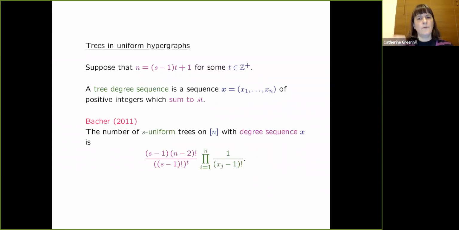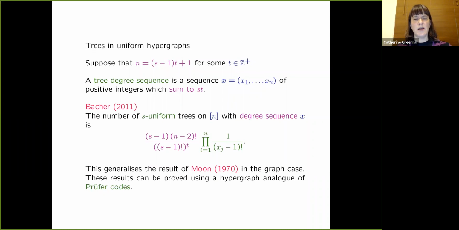Okay, so for a tree degree sequence with these properties, we can write down the number of S-uniform trees on n vertices with this given degree sequence. There's a factor out the front that just depends on S and n, and then there's a product of 1 over some factorials. And you can see that when S is 2, if you know the formula for the graph case, which is due to Moon in 1970, then you do recover this formula. So this is a formula of Bacher. And you can prove all this probably in many ways, but in particular, there's a hypergraph analog of the proof via Prüfer codes that will give you this sort of thing. So this is a useful formula.